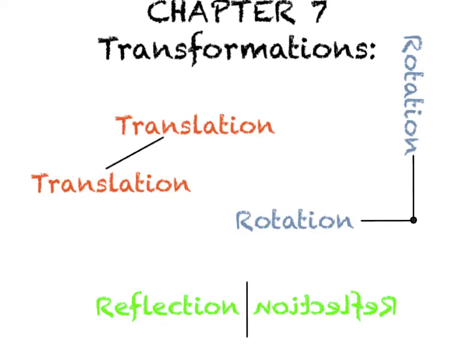In this video, you'll need access to a protractor, a ruler, your textbook, and your Chapter 7 note guide. Please take a moment to pause the video, gather your materials, and come back and press play when you have everything on your desk.